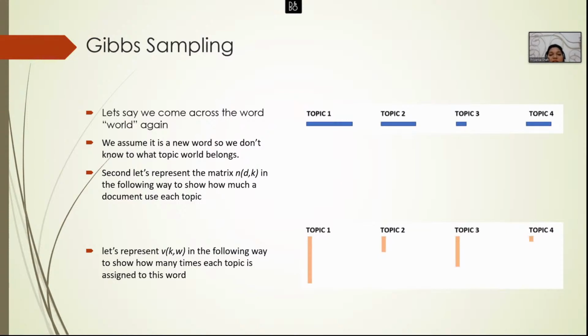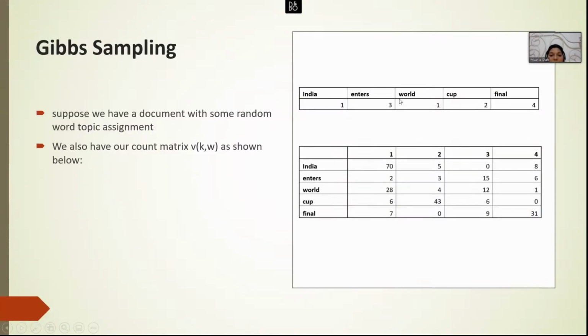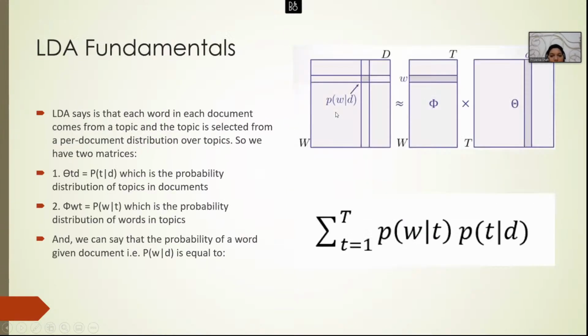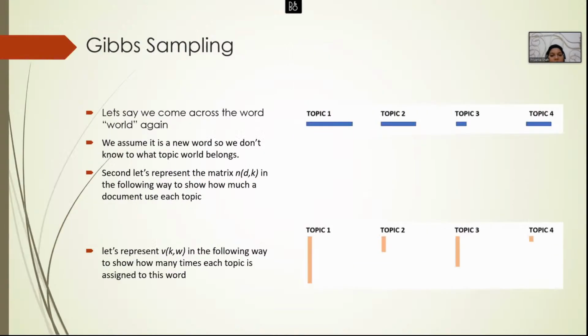So what it does is it will first represent whatever information we have. First, the information we had was the words and the topics that they belong to, and then how many times each topic is assigned to a particular word. This is what we plotted. This is what LDA plots.